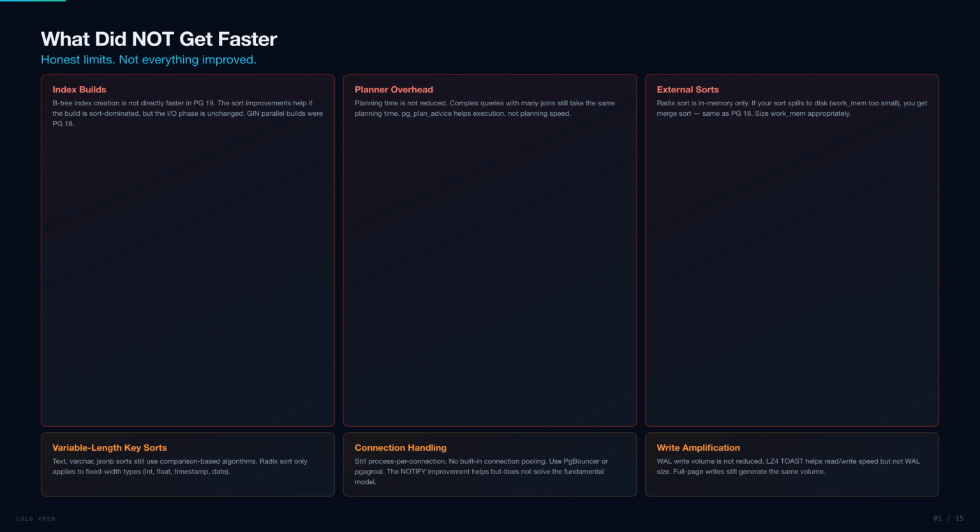Variable length key sorts. Text in varchar sorts still use comparison-based algorithms. Connection handling. Still process per connection. No built-in connection pooling. Write amplification. WAL volume is not reduced. These are honest limits. PG19 is faster on execution. It is not faster on everything.